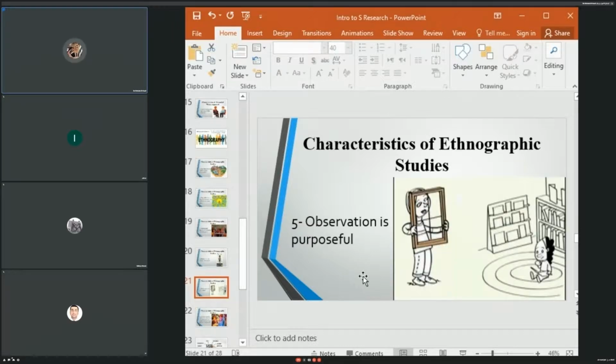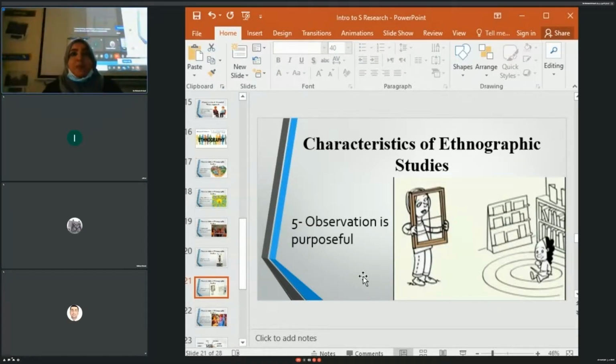Another thing is that observation is purposeful. It's different when I do a phenomenological study from an ethnographic study. So an ethnographic study is for this purpose, to draw from cultural aspects of the society, to draw from the traditions, the rituals. Whereas a phenomenological study is different because we have only one point, that's it, okay?